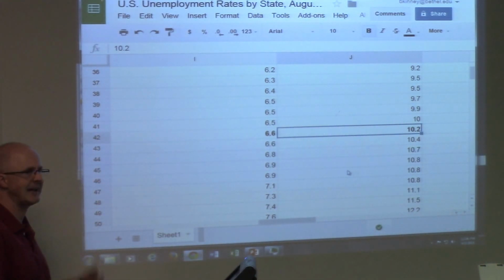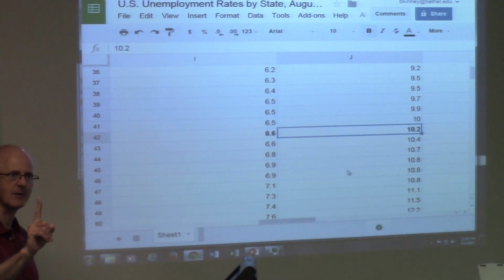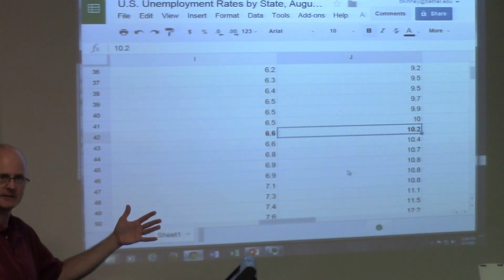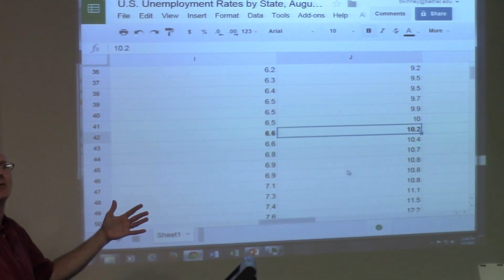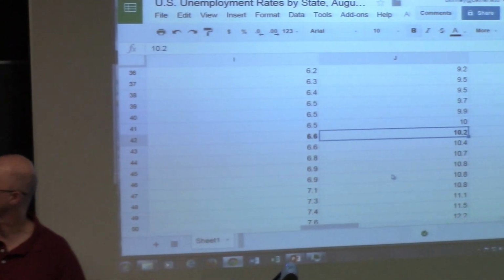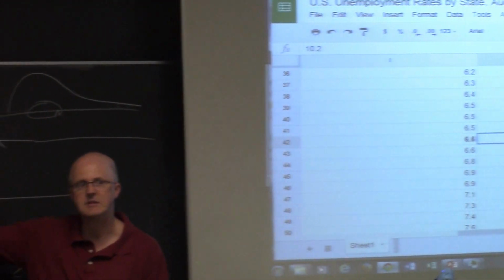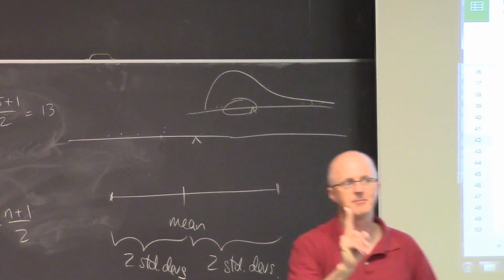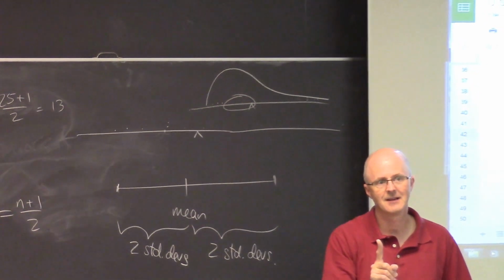What if your entire data set had a unique middle number? Like what if n was 51 to start with, if we included, for example, the District of Columbia, which is sometimes included in the unemployment rate list, Washington, D.C. Then we'd have 51 data values, an odd number. 51 plus 1 would be 52. 52 divided by 2 would be 26. There would be one middle number in the 26th spot.